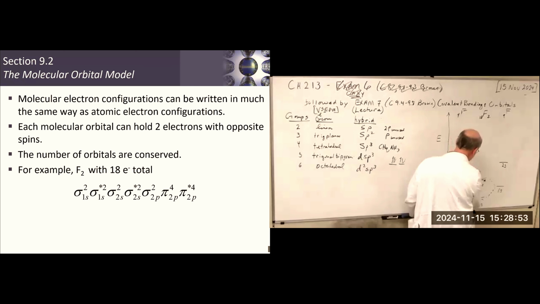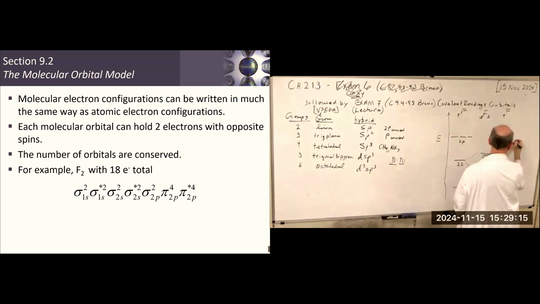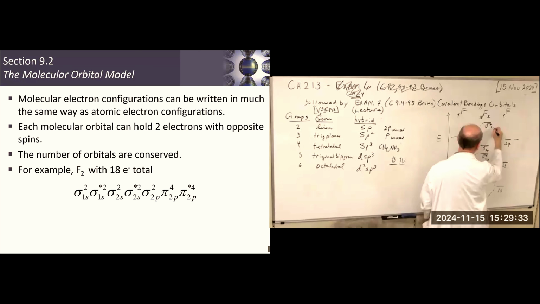Okay, and this would produce a sigma from the 2s and a sigma star from the 2s. Then we would have 2 p's, and we'd have 3 of them. This would also give us a sigma, but formed from 2p. And then the highest one would be sigma star, the 2p.